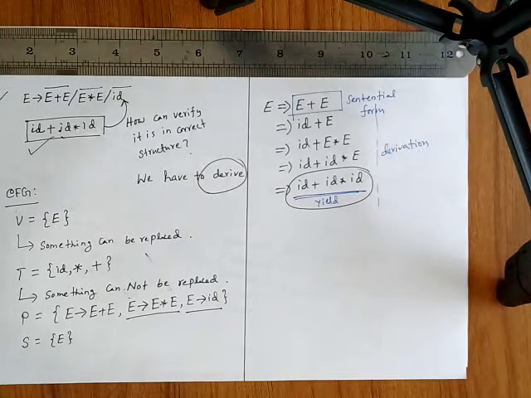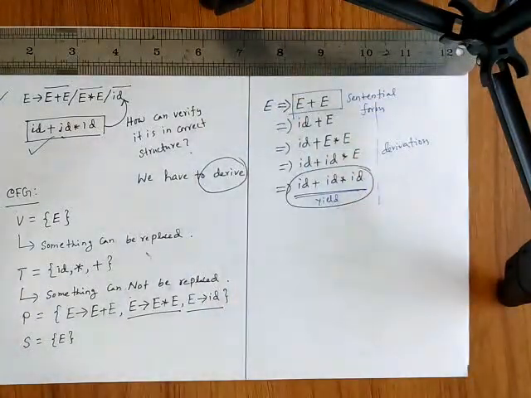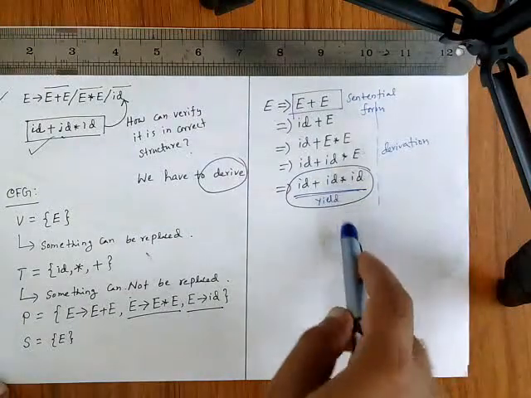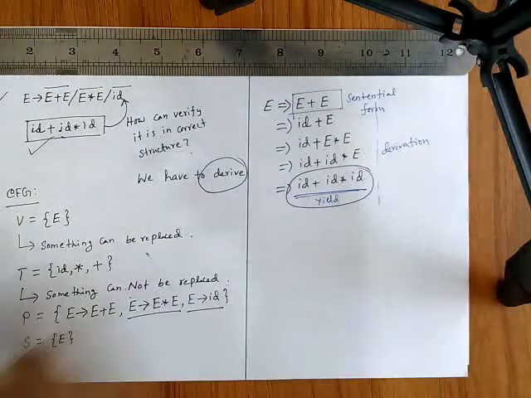Alright guys, so is it clear to you what we are doing here? We do have a CFG. Using that CFG, we are trying to generate this string. Is it clear to you guys?